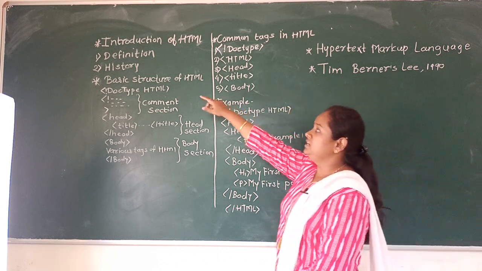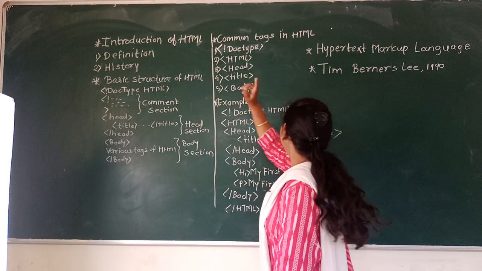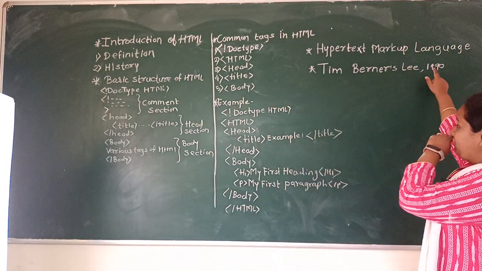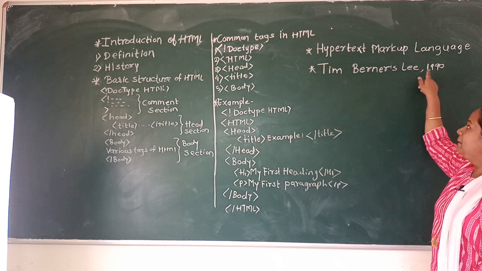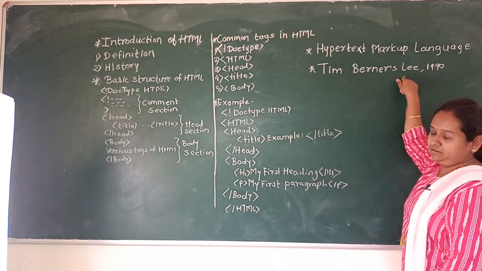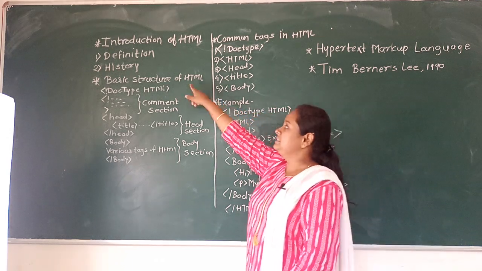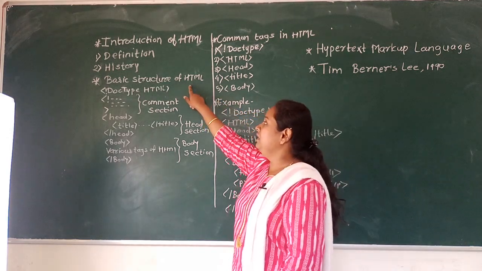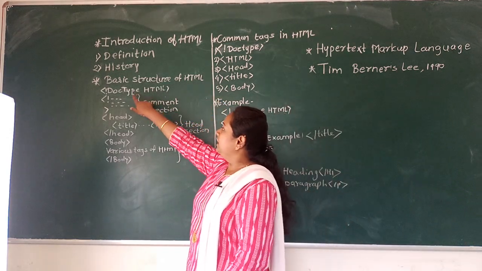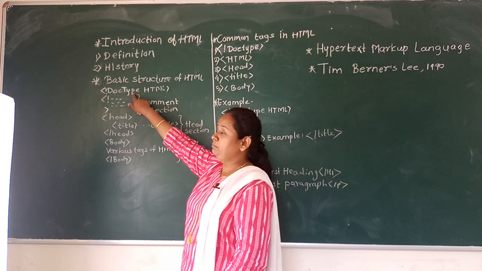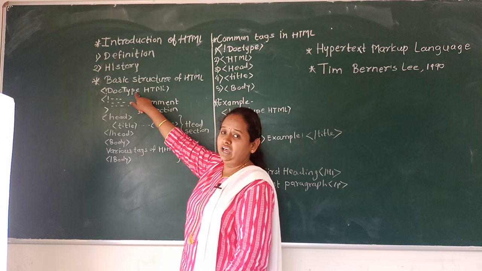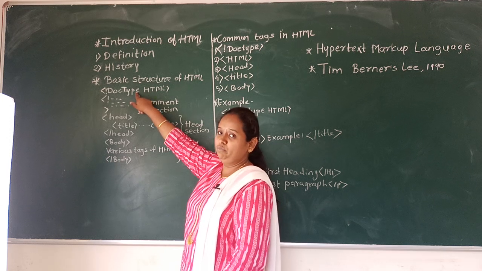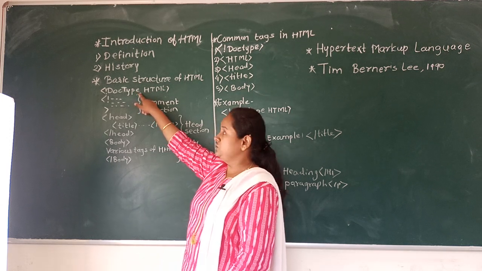Then we can see the history of HTML, in which it was developed in 1990 by the scientist Tim Berners-Lee. Then we can see the basic structure of HTML. Here we use the doctype tag, which is used for displaying which language we are using in that document and which version we are using.